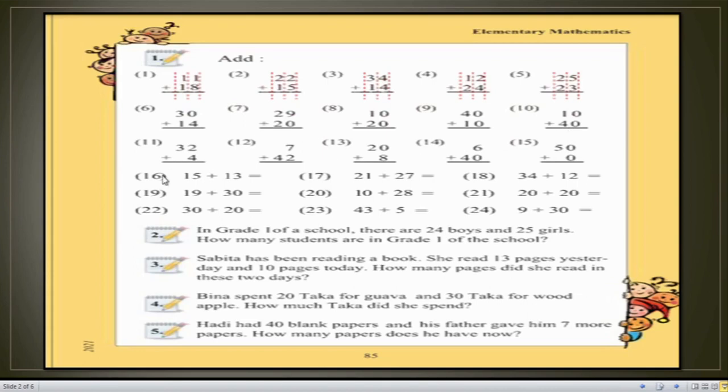If we see question number 11, we can see that 32 plus 4. On our right hand side, 4 plus 2. We know that 4 plus 2 is equal to 6, and on our left hand side there will be just a 3 from here. So the answer of question number 11 will be 36.